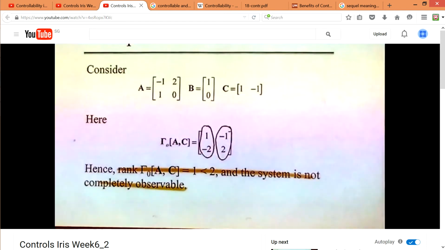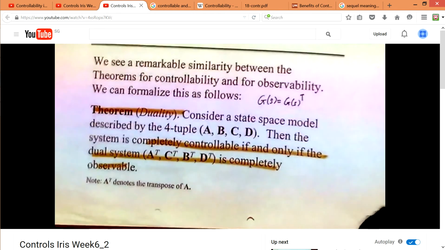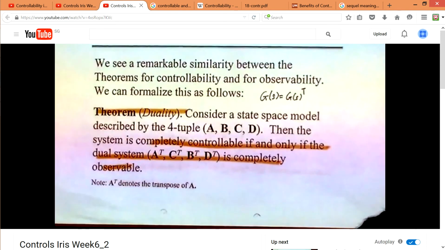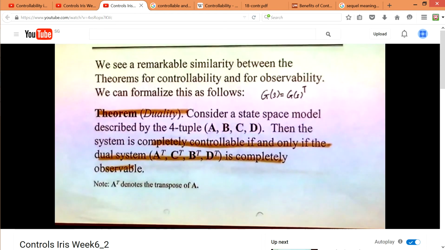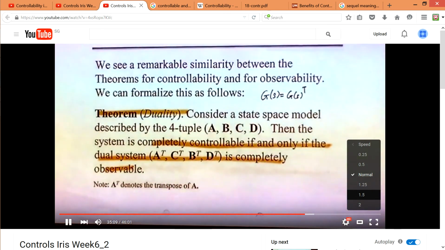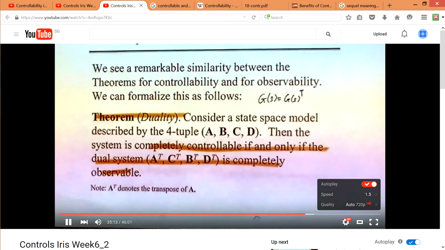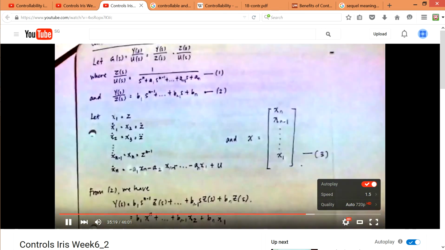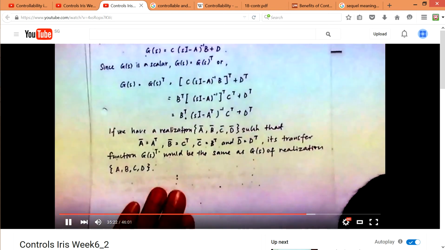Okay, so next, we said that there's a duality theorem relating controllability and observability. If you want to understand this duality theorem, it's also in the notes. Remember, I was just saying you want to understand how the observability matrix is symbolized in the second page.